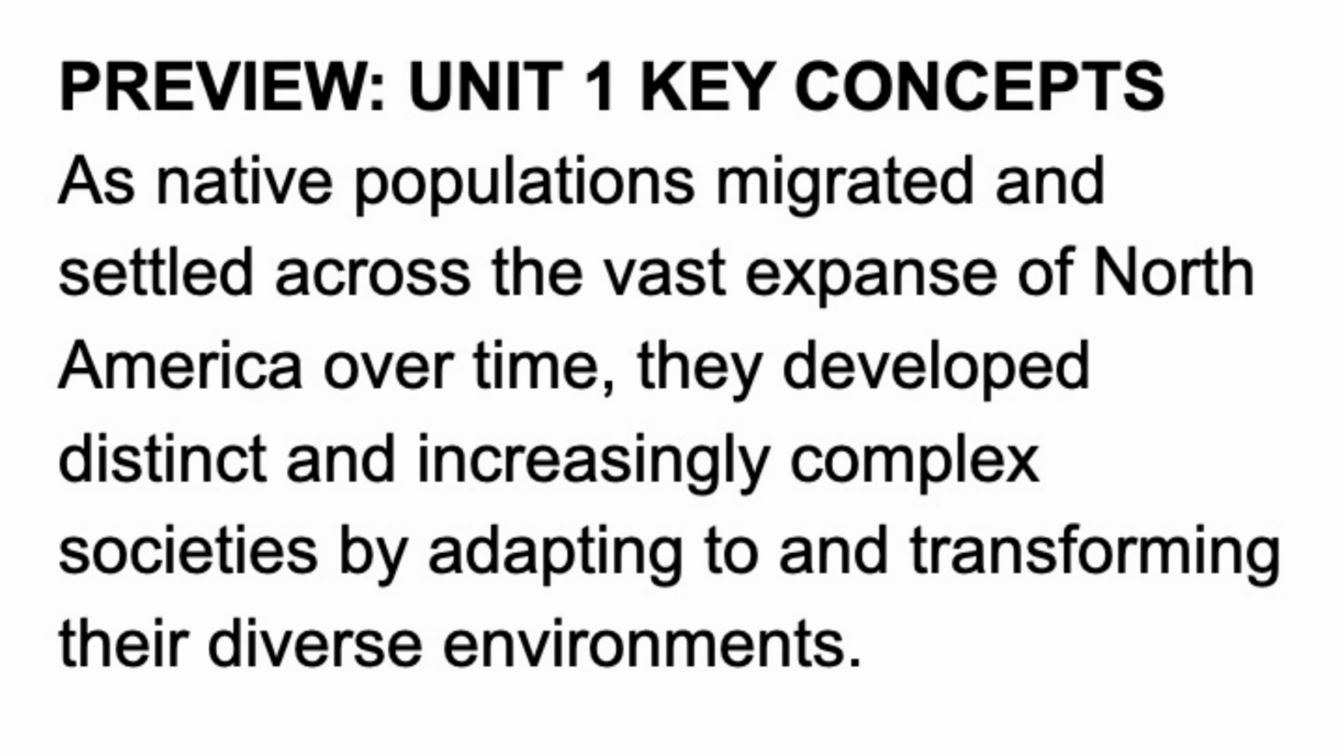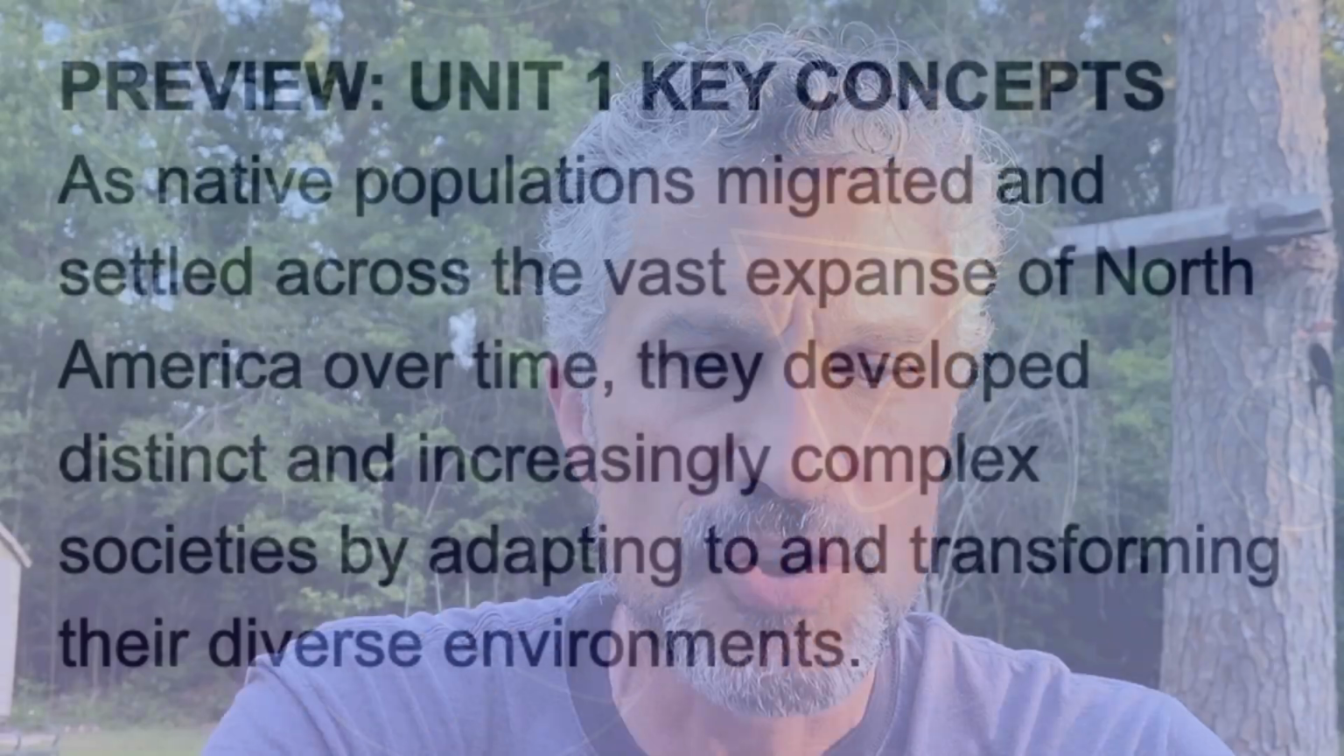Unit 1 context: as native populations migrated and settled across the vast expanse of North America over time, they developed distinct, increasingly complex societies by adapting and transforming their environments. So one of the things we're going to be looking at in lectures 1.2 through 1.6 is how and why the very diverse native populations in North America, Central America, and up through Canada moved around. What was their cause for moving around? Was it food sources? Was it environment?